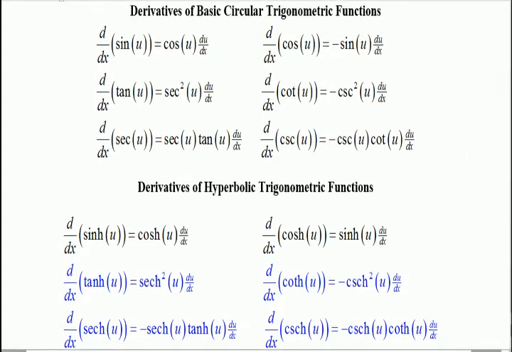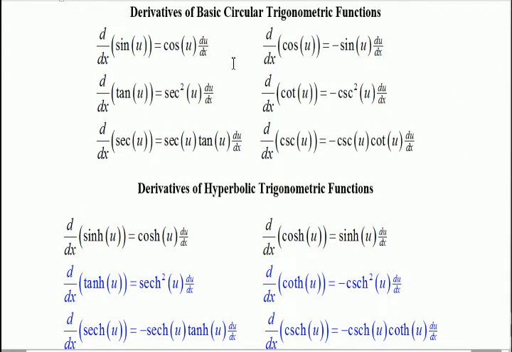Okay, first of all, the derivatives of the basic trigonometric functions. We need to memorize those here. The derivative of sine of u is cosine of u times the derivative of u. The derivative of tangent of u is secant squared of u times the derivative of u. And the derivative of secant u is secant u times tangent of u times the derivative of u.